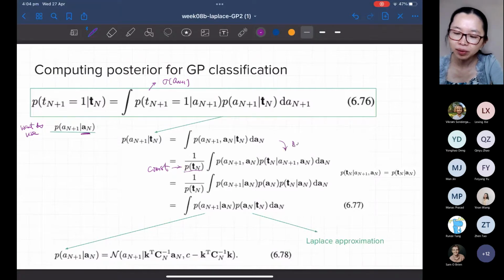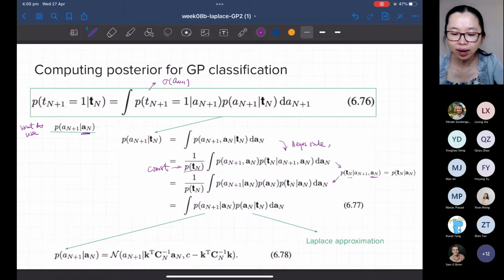This first step is simply Bayes' rule. The second step has one more assumption. Basically it assumes the probability of Tn only depends on the latent An and does not depend on An plus 1, given An. This is reasonable because of the output function relation, and also it's reasonable to say that, given I have training data, the probability of observing the output depends only on the training data and not the test data. Right.